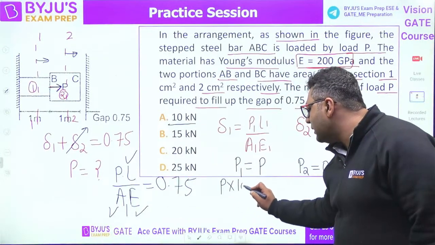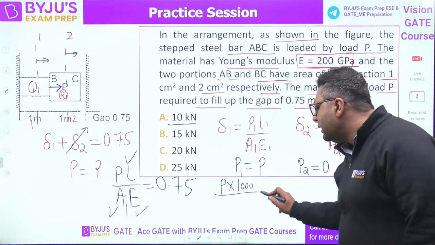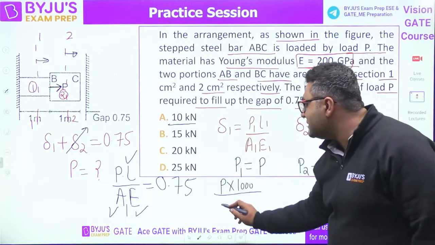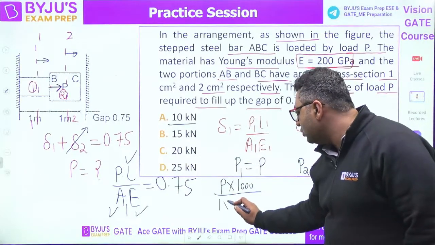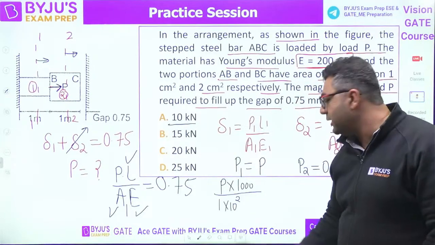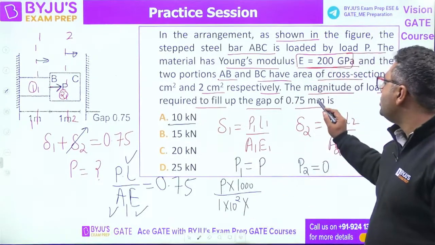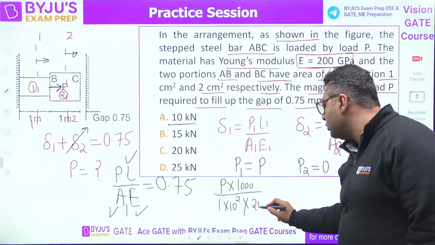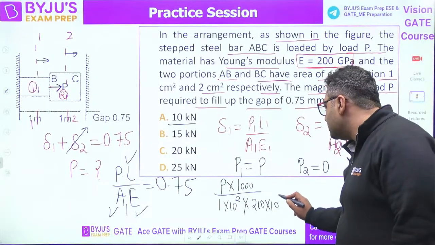Length is 1 meter, I am making it 1000 mm, divided by area, which is given as 1 centimeter square, so 1 into 10 to the power 2, because we are going to convert it into mm. E is given in GPa, 200 GPa, so 200 into 10 to the power 3. This becomes Newton per mm square.